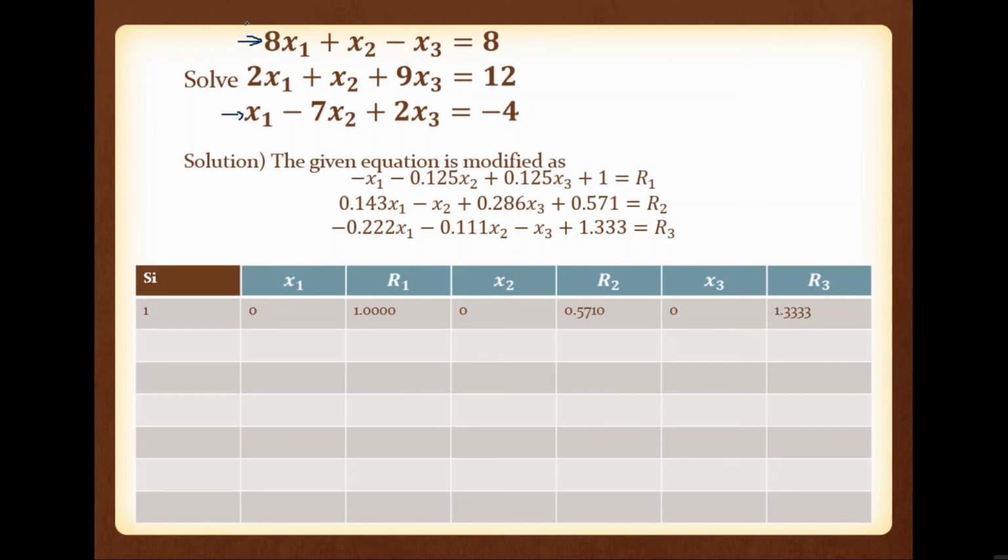Okay, so we used the same system in the last class. So this one is a modified equation. Right hand side we have 0, so replace zeros with R1, R2, R3. So this one is the equation. Now substitute 0, 0, 0. So first equation is giving 1, so R1 equal to 1. Second equation, R2 is equal to 0.571, R3 is equal to 1.3333. Is it okay?